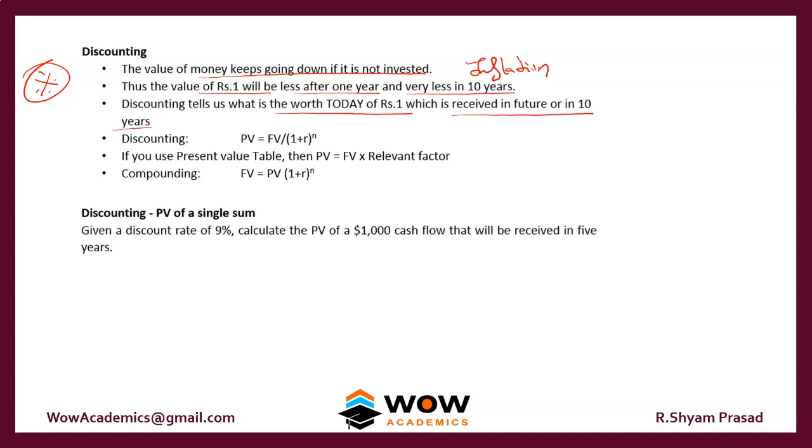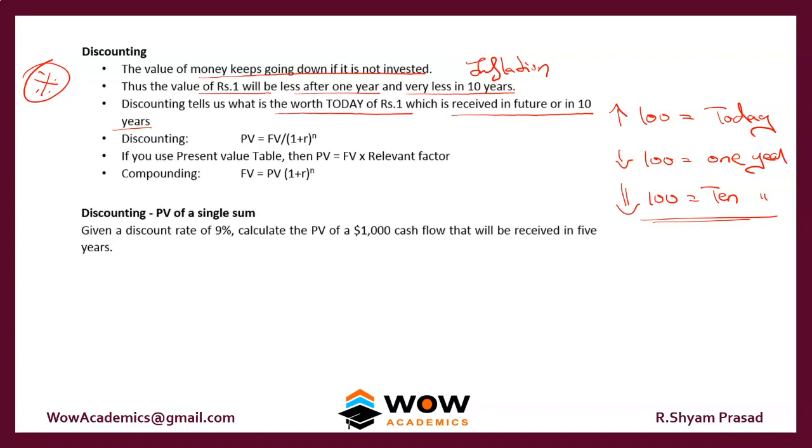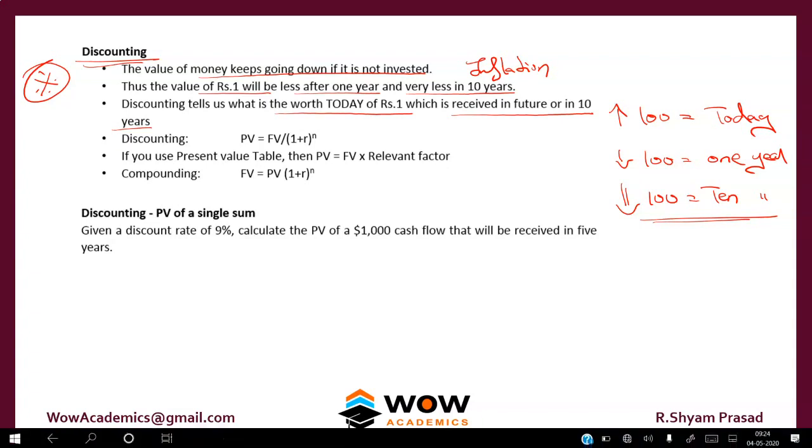So assume that someone gives you 100 rupees today. That 100 is worth much more than 100 that you are going to receive in 1 year, or 100 that you are going to receive in 10 years. So what happens is the value of money in today's terms is high. In 1 year's time it goes a little bit lower, but in 10 years' time it goes very low. So the time value of money, or discounting, tells you that the amount that you're going to receive in 1 year's time, what is its worth today, or the amount of money that you're going to receive in 10 years' time, what it's worth today. So that is what discounting is.